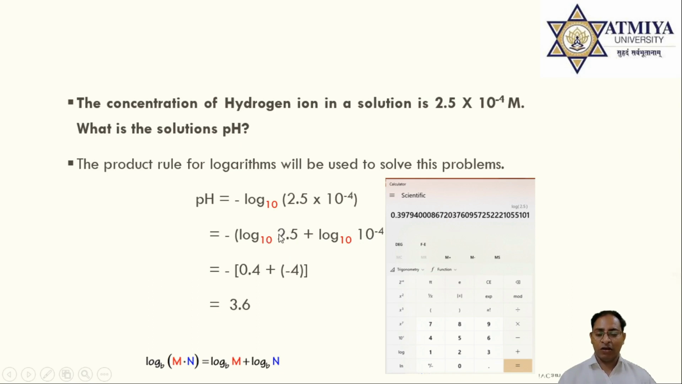So the log of 2.5 will be 0.397, which I can round up to 0.4. For the 10^-4, the power minus 4 will come first, and log 10's value is 1, so the value will be minus 4 multiplied by 1, which is minus 4. So if I further simplify it, the value comes to 3.6. So that's how you can calculate the pH.